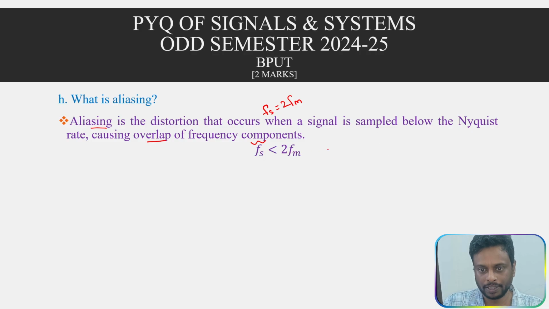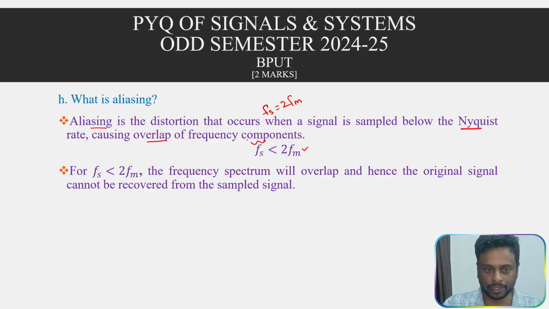So the Nyquist rate is fs equal to twice fm. If the signal is sampled at less than twice fm, then there will be an overlapping of frequency components. Hence the original signal cannot be recovered from the sampled signal. That is called the distortion.